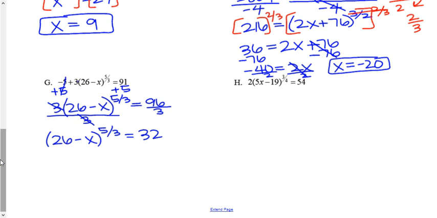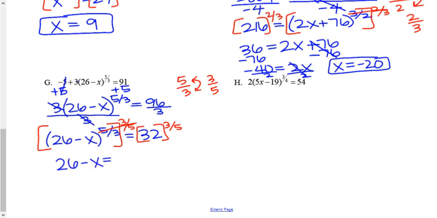Okay, and then I'm looking at the power that I have in front of me right now, which is 5 over 3. I flip it upside down to make 3 over 5, and I'm taking both sides to the power of 3 over 5. On the left, that totally cancels. On the right, I take 32 to the power of 3 divided by 5. So 26 minus x equals 8. I got 8 because I typed in 32 to the power of 3 divided by 5 in my calculator.